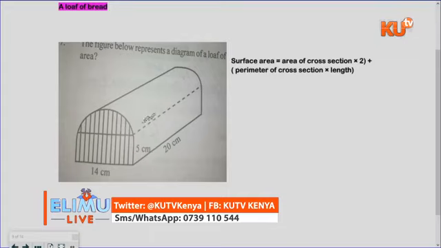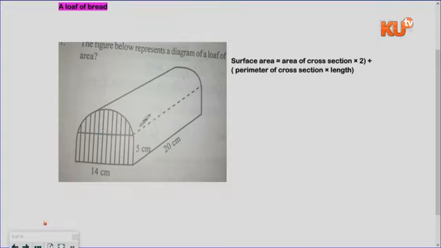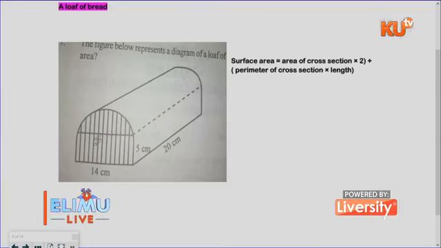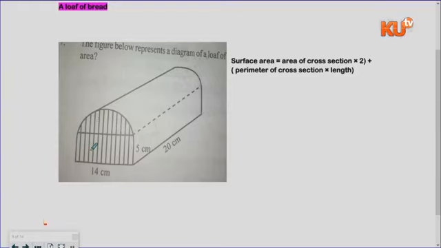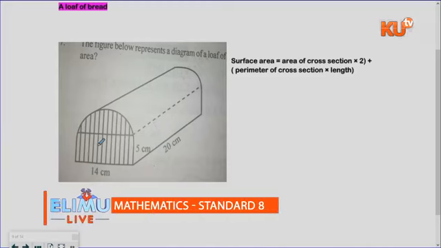Okay, so like I was saying, we have this part here, which is the cross section. According to the formula, area of the cross section times 2, then plus the perimeter of the cross section times length. So for us to find the area of the cross section, remember our cross section is this part here, which is made up of two figures. We have the semicircle and also the rectangle here. So we find the area of the semicircle and then the area of the rectangle. The answers that we get, we add. After adding, then we multiply by 2.